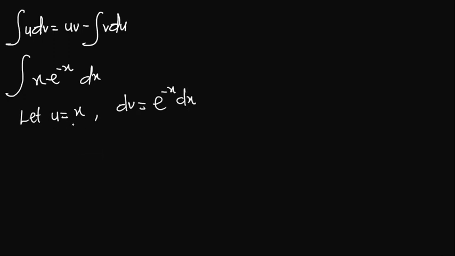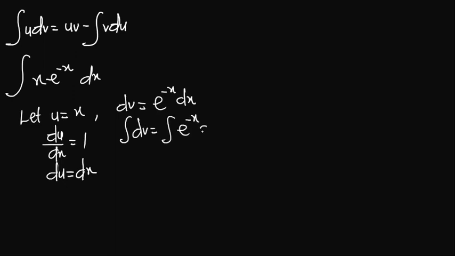So we differentiate the u. If we differentiate u with respect to x, we get du is equal to, if we differentiate x, we get 1. Now this 1, if we cross multiply, we are going to get du to be equal to dx. So we are done with this part of it. Now we have dv is equal to e raised to the power negative x dx. What we need to do is to integrate dv to get v. So we integrate dv to get the integral of e raised to the power negative x dx.